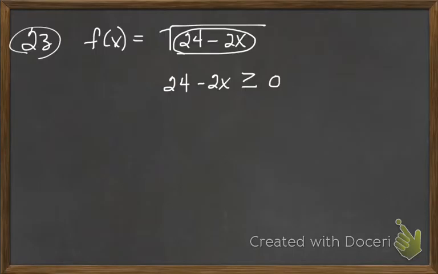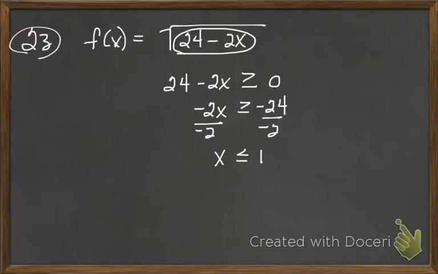So 24 minus 2x must be greater than or equal to 0. If it's not, then I'm going to get imaginary numbers. I'm going to solve. I'm going to get negative 2x is greater than or equal to negative 24. I'm going to divide both sides by negative 2, which is going to flip my inequality sign, and I'm going to find out that my x's must be what? Less than or equal to 12.